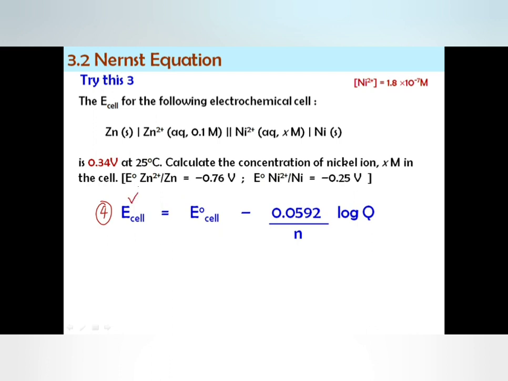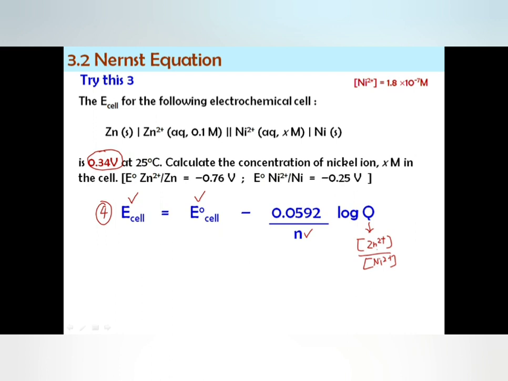Okay, E cell dah ada, given to you. E naught cell awak dah kira tadi. N dah dapat 2. Okay, Q. Q adalah concentration of zinc 2 plus divide with concentration of Ni 2 plus. Okay, jadi sekarang, ini saya harap awak boleh tulis balik semua. Lepas tu, substitute value ni tau.